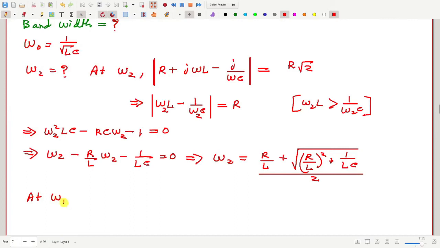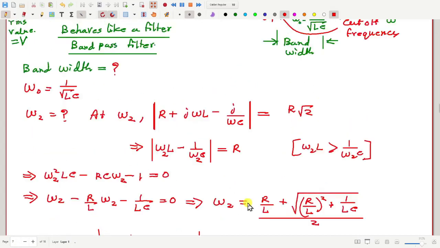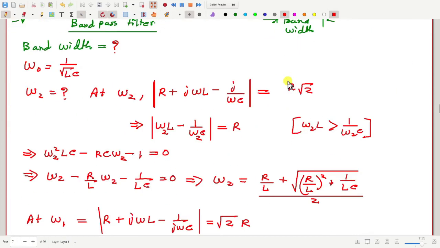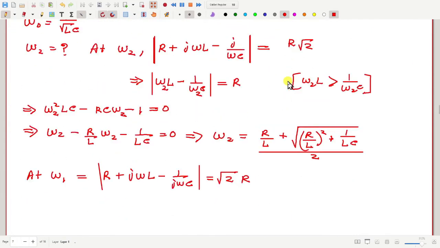At omega 1, how much is the total impedance? How much is this? Again, this should be root 2 times R, because here also the power is half. So this condition is the same as the previous condition.